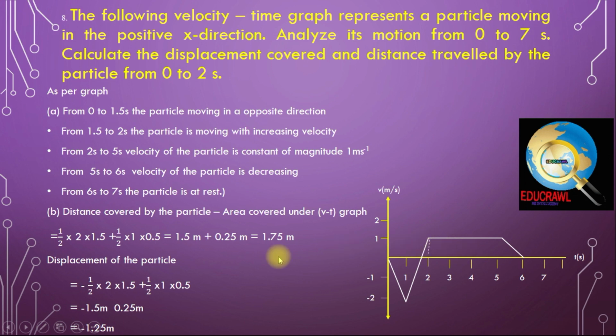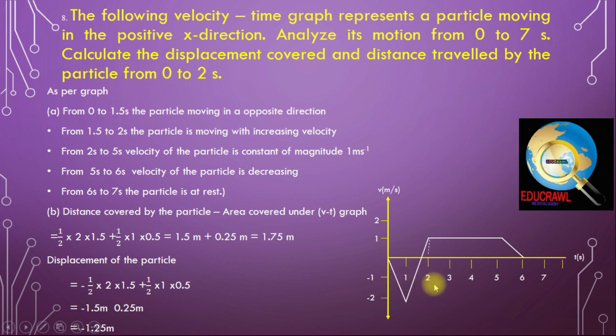Now we have to find the distance covered by the particle from the graph. We know how to find the distance from a velocity-time graph. The area under the graph will give you the total distance traveled in a velocity-time graph. So first, what you have to find is the area under the graph. Here we have to find the displacement from 0 to 2 seconds, so we will find the area covered from 0 to 2 seconds only. We will limit it to 2 seconds as it is given in the question.